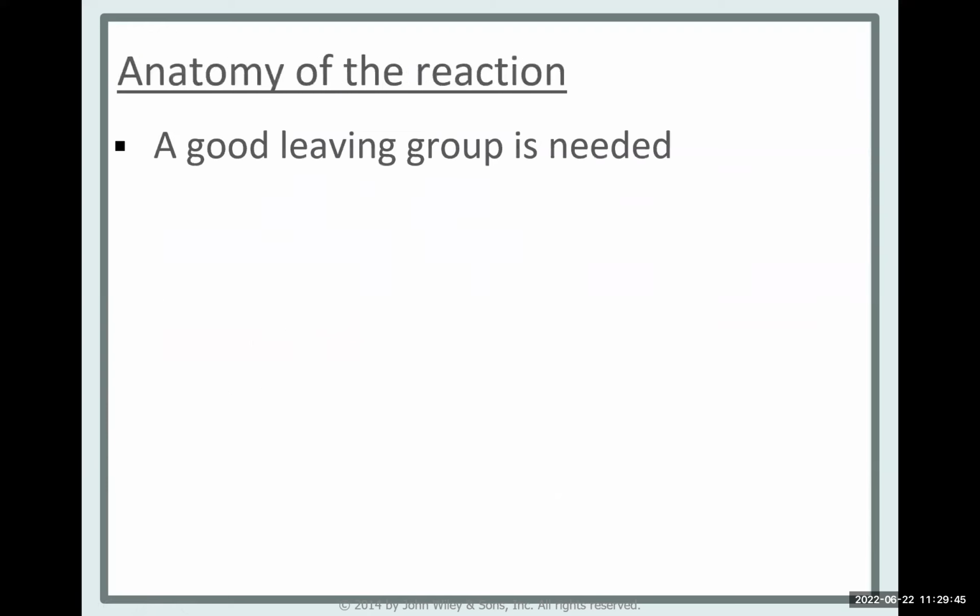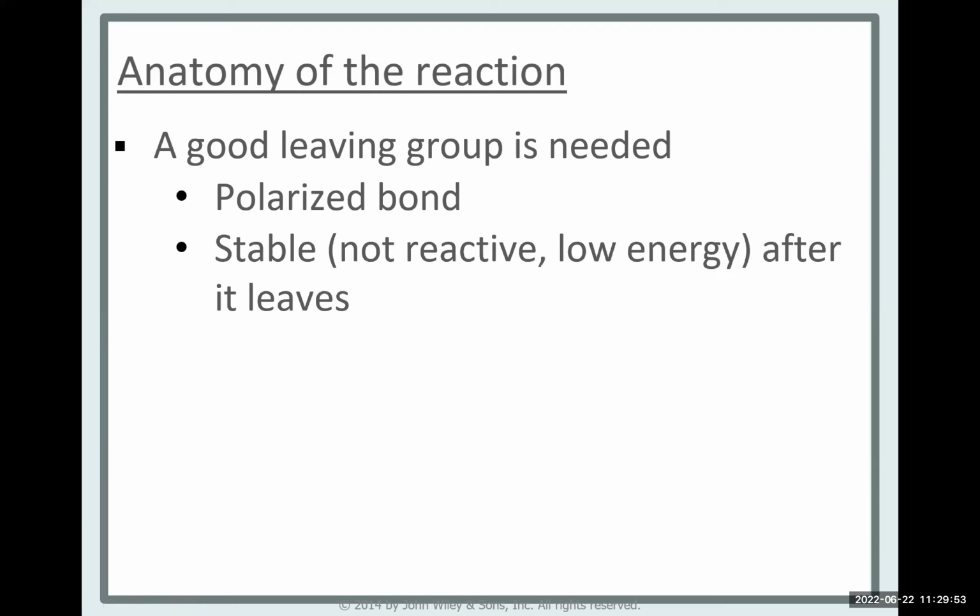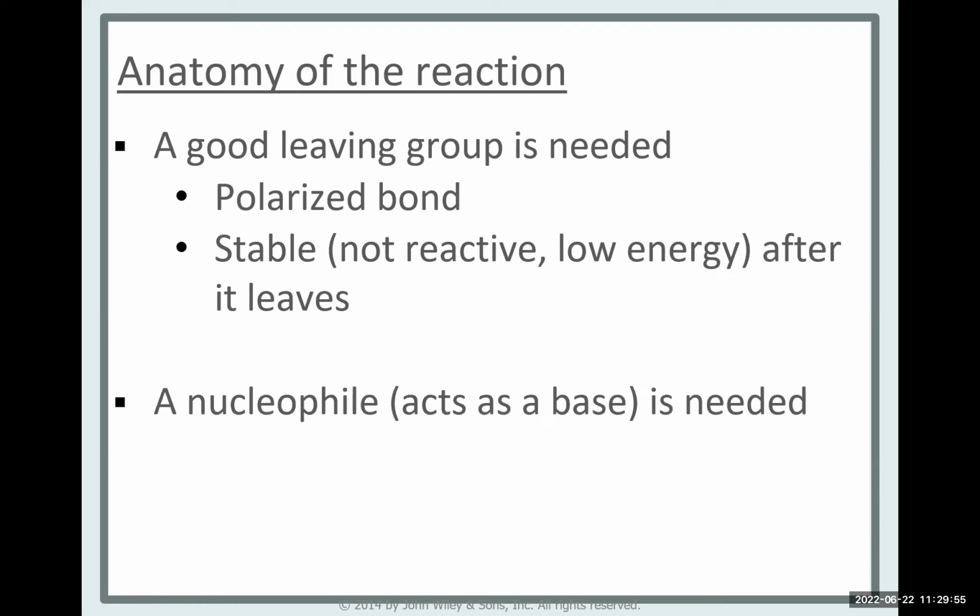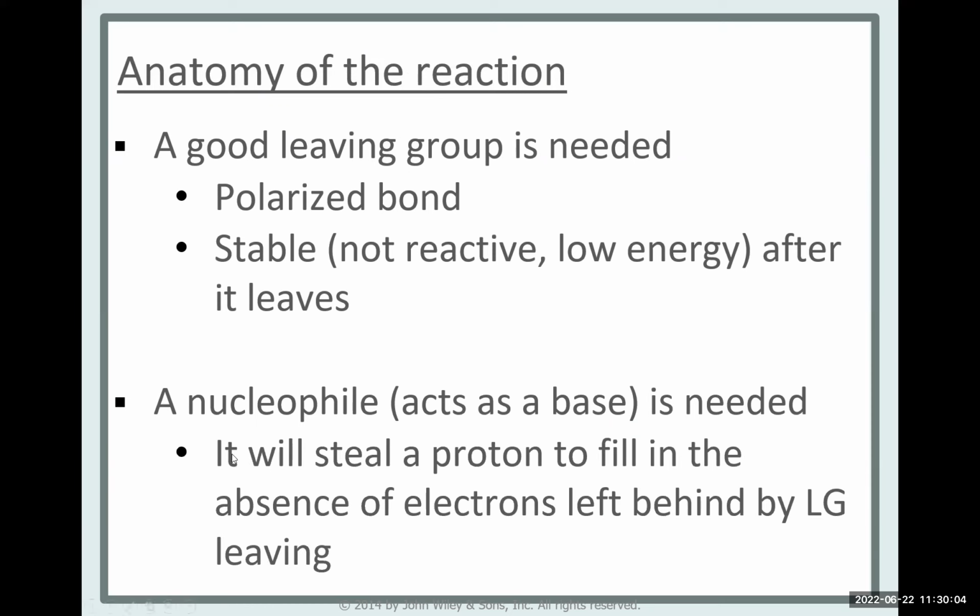So here's the anatomy of that reaction. You need the good leaving group, just like you did in SN1 and SN2. Usually that means it's a polarized bond and it's stable after it leaves. And then you also need a good nucleophile. In this case, it acts as a base. So we have a nucleophile slash base, and we want to make sure it's basic enough that it can steal a proton, in order for the electrons left behind to fill in where the leaving group leaves.